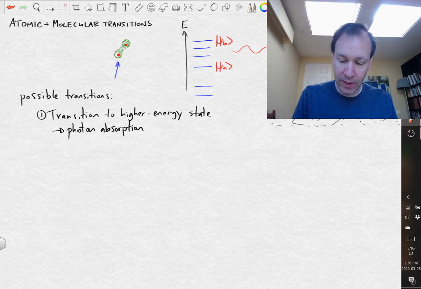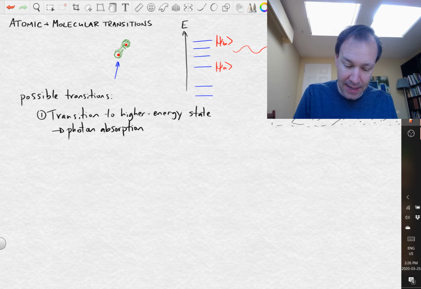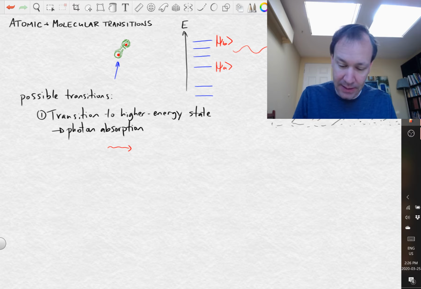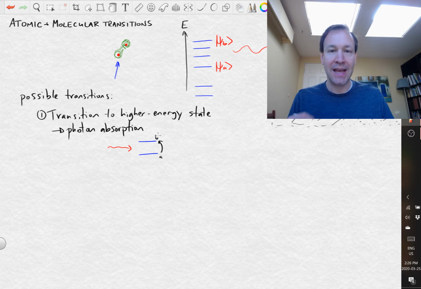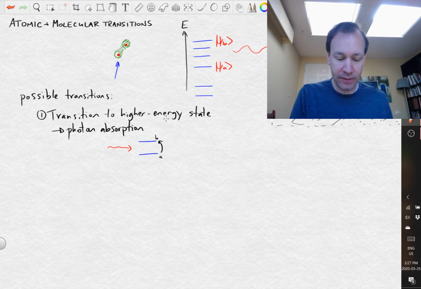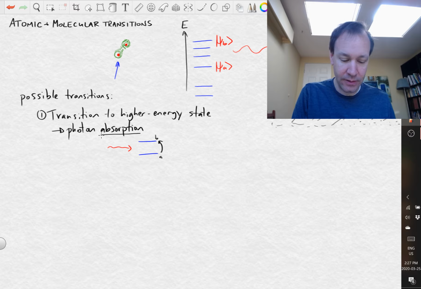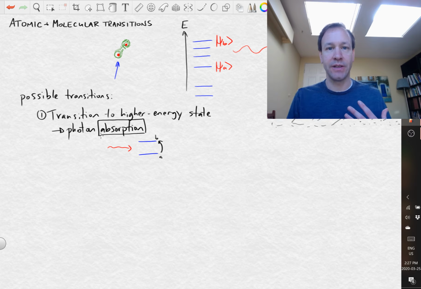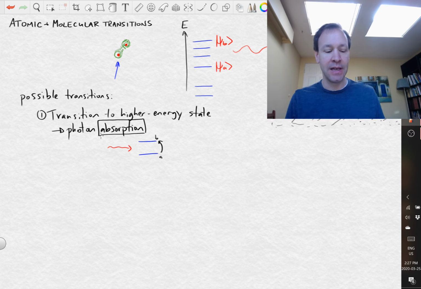And we can schematically represent that as the photon coming in, and then the atom goes from a lower state to a higher energy state. And this process is called, normally we just use the word absorption. Okay, so we're just going to call that kind of a transition absorption of a photon.